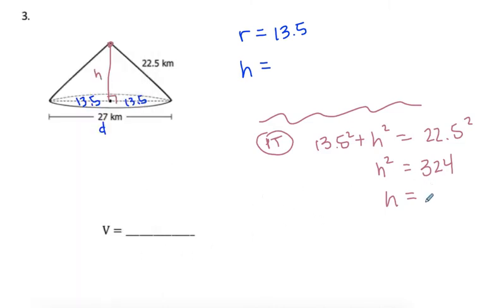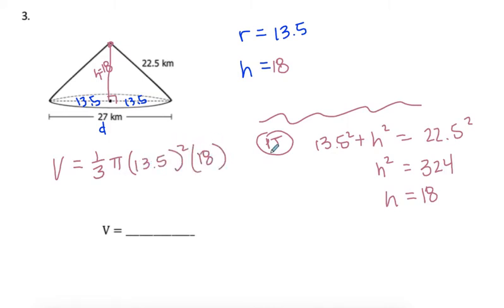And that came out nice. I have 18 is my height here. And I don't know why I was writing here. I meant to write it here. Once I have my radius and height, I can find the volume. 1/3, I forgot pi, 1/3 pi radius squared times height. You do not have to have these memorized, but you need to know how to use them.